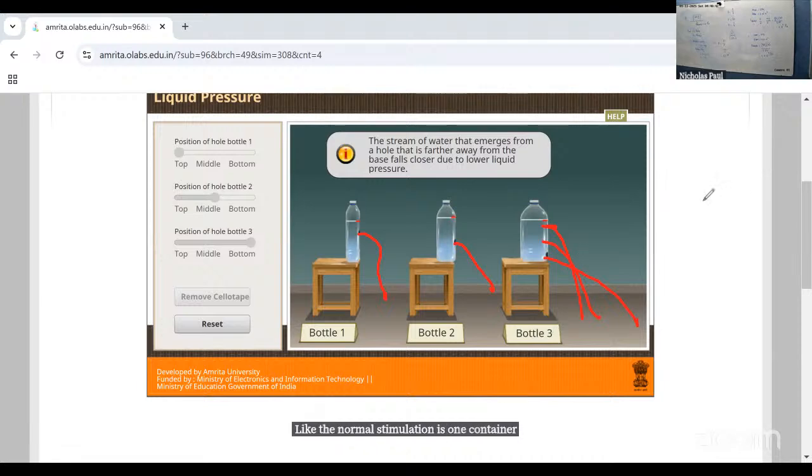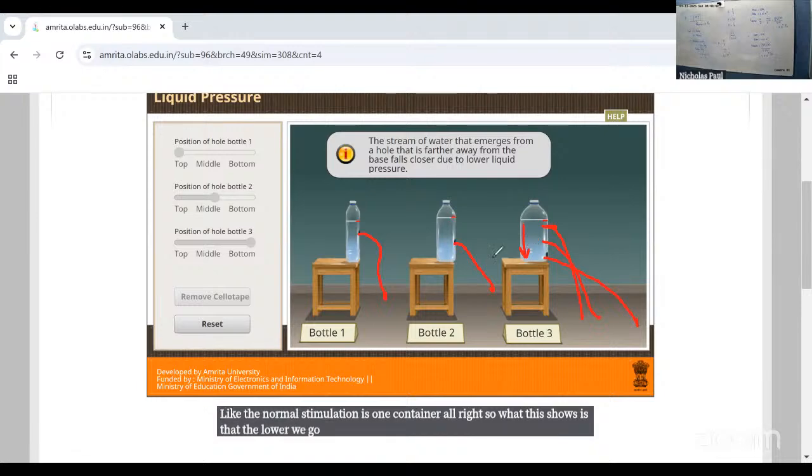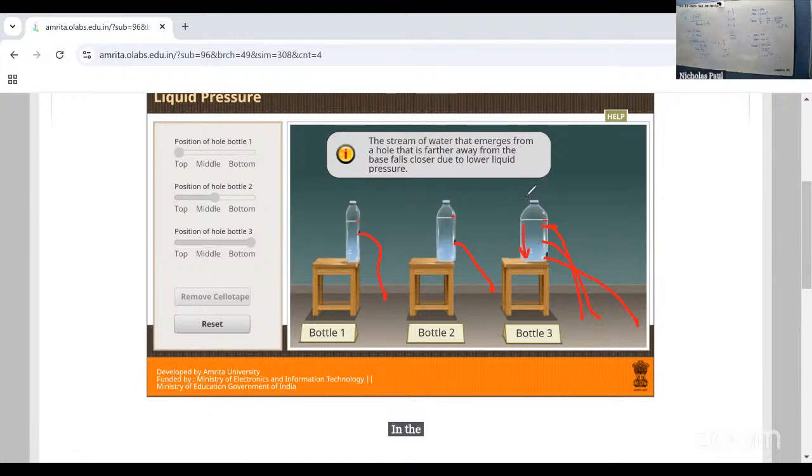All right. So what this shows is that the lower we go, the greater the pressure in the water. So that means that pressure in a liquid is dependent on what? Depth. You see, pressure in a solid was dependent on area. Pressure in a liquid is dependent on depth.